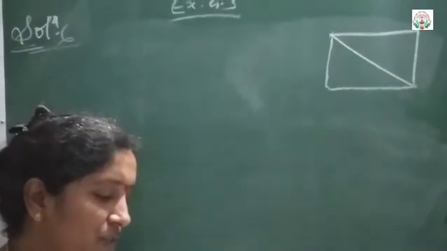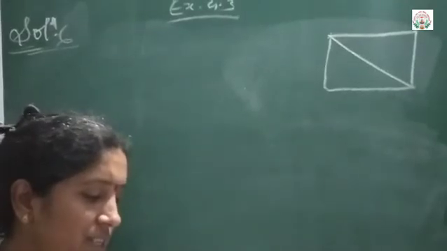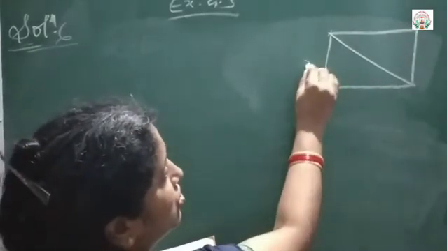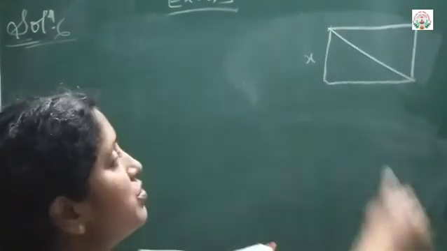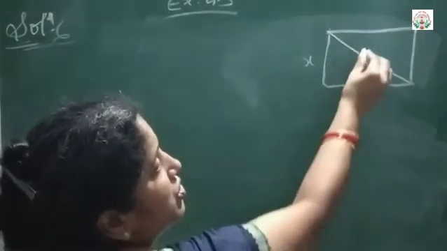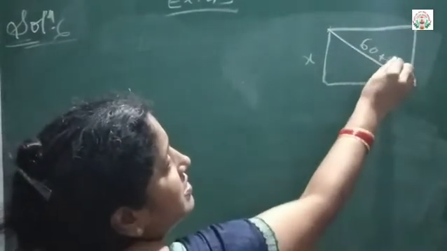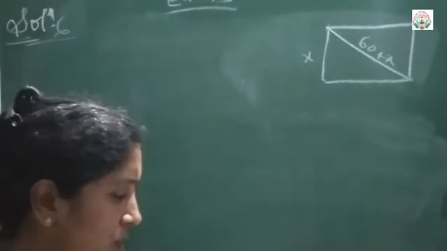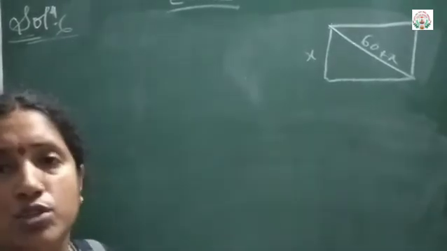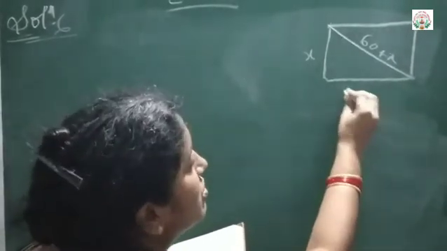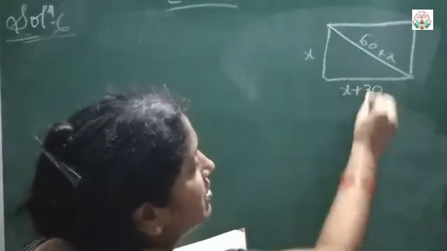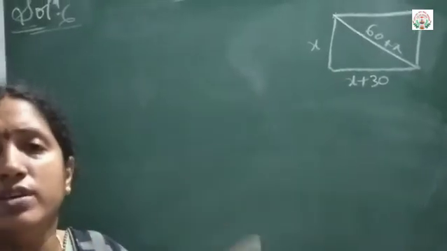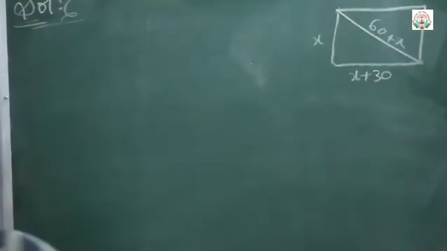Question: the diagonal of a rectangular field is 60 meters more than the shorter side. Now seeing the figure, you can understand this is the shorter side. Let it be x. So the diagonal is 60 more than the shorter side, means 60 plus x. Okay. Now after that, what is given? And if the longer side is 30 more than the shorter side. So this is the longer side. Got it? Now you have to find the sides of the field. This rectangular field you have to find.